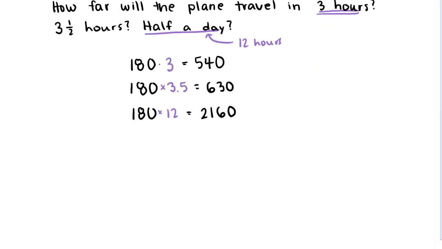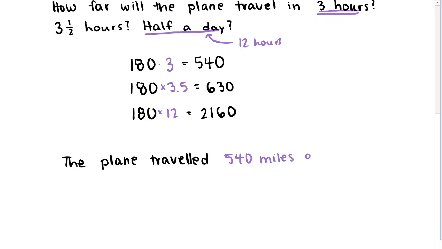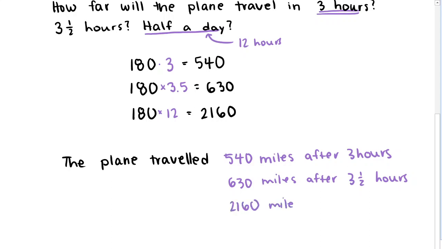And so let's state our conclusion from all of these results. So here, what we can say is that the plane traveled 540 miles after 3 hours. It traveled how many miles? 630 miles after 3.5 hours. And then it traveled 2,160 miles after half a day.